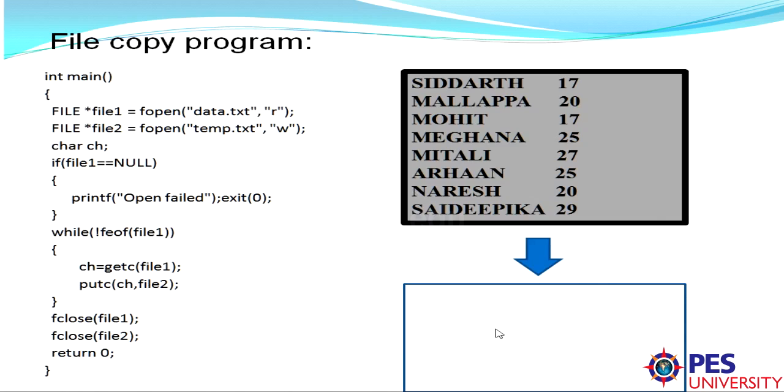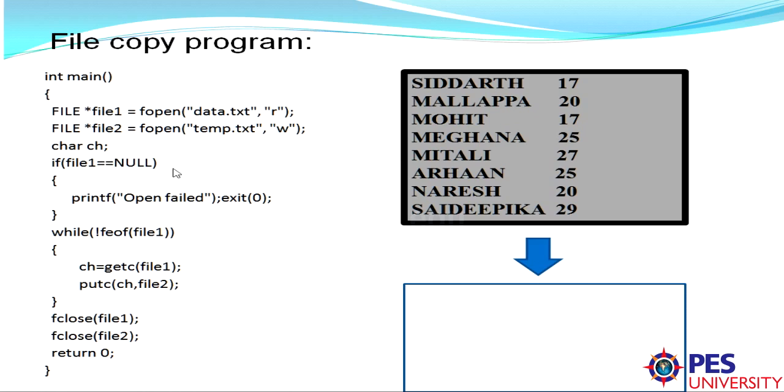Let's see the file copy program. Here we are trying to copy the contents of one file into another file, which means you have two files here. One is the source file and the other is the destination file. The source file is open for reading and the destination file is open for writing, with two pointers, file 1 and file 2. And we are checking, can we open file 1 successfully or not?